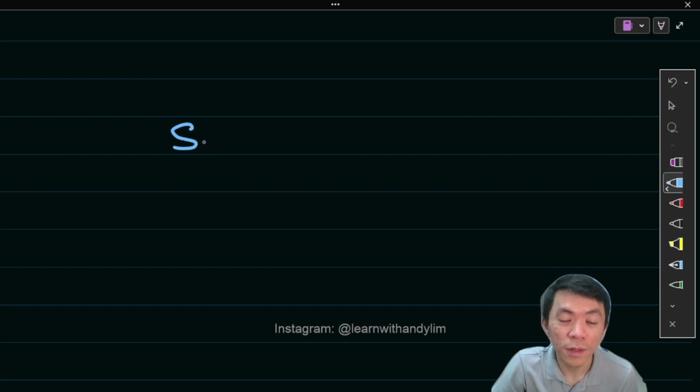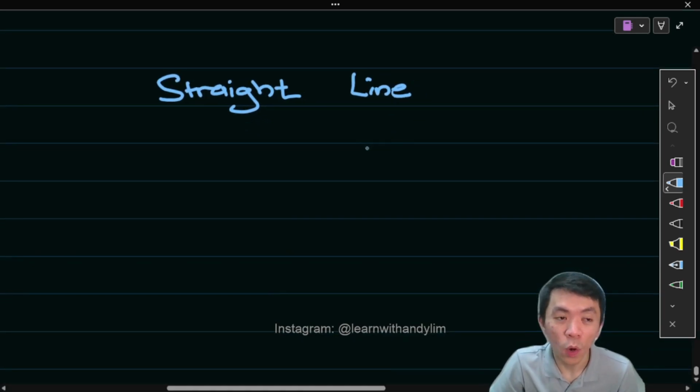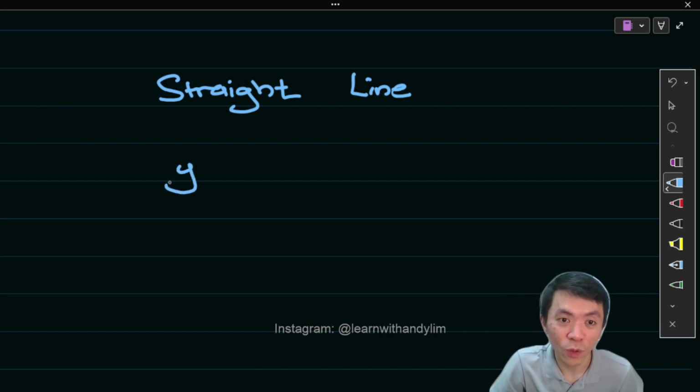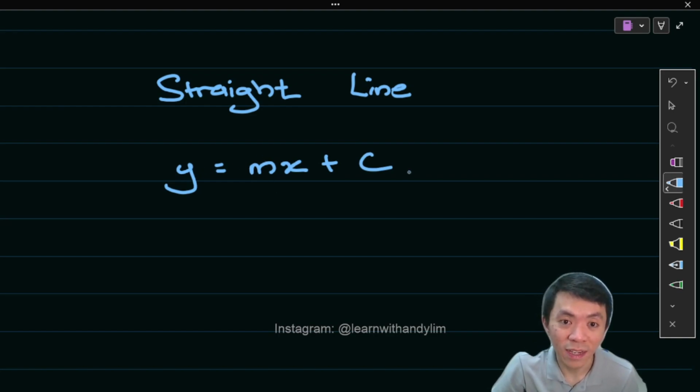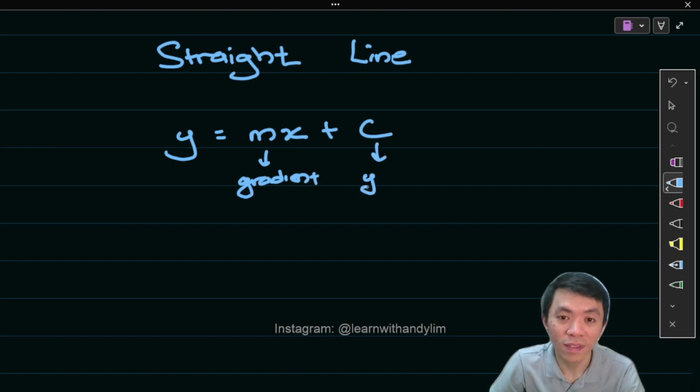Today we will be learning how do we draw a straight line. In order for us to draw a straight line, we need to have a function. A function can be denoted by y equal to mx plus c. Straight lines always have this form: y equal to mx plus c, where m is the gradient and c is the y-intercept.